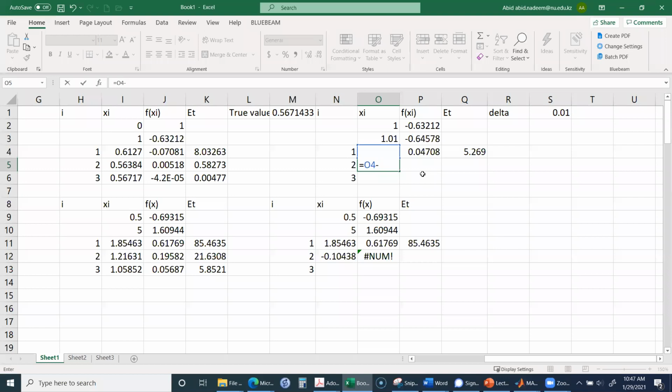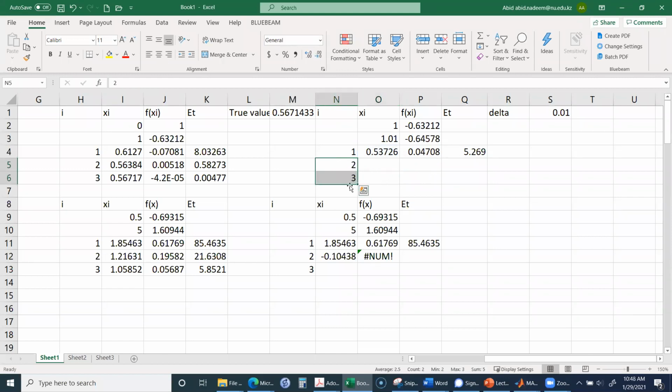So delta is now 0.01 times the previous value, which is 0.01 times this value. Okay, and multiplied by the value of the function over here, and divided by the value of the function over here on the opposite side as well. But then I think I need to make some modification over here. Yeah, it is a little bit tricky over here.